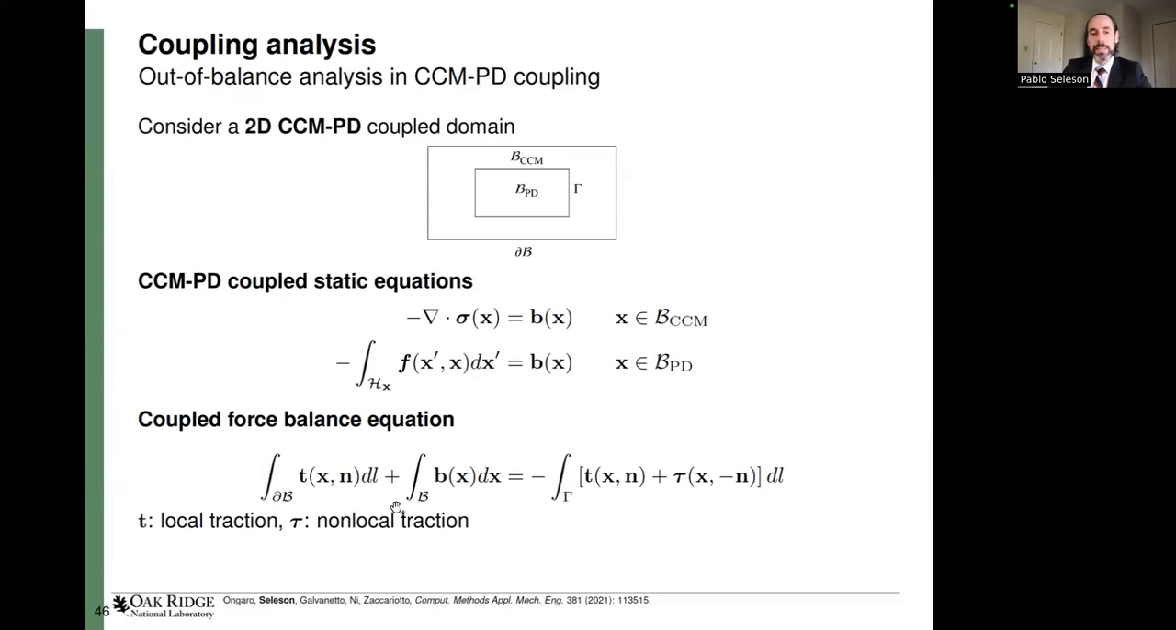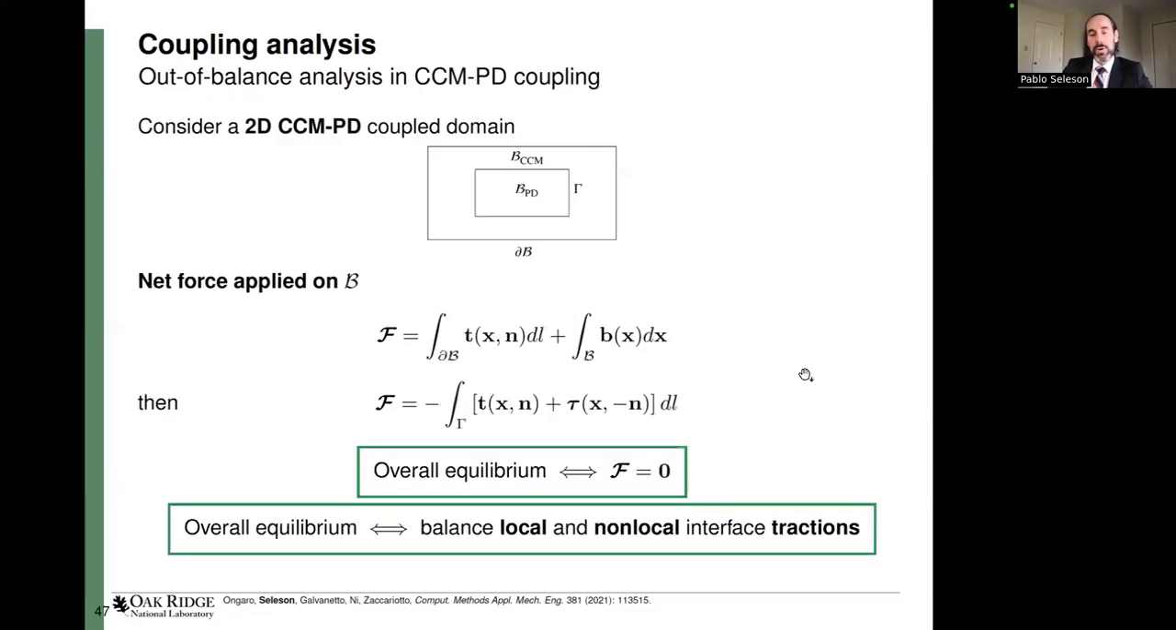a coupled force balance equation where overall we obtain that it's not necessarily zero, but it's equal to an integral with a minus over the interface, the model interface here, and it's a combination of the local and the non-local tractions, similarly to 1D. However, we're going to see that the result is slightly different.